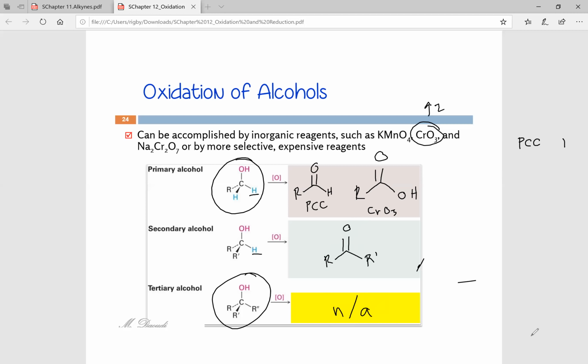So that's sort of the big difference between PCC and CrO3, any of the strong oxidizing reagents, is that PCC oxidizes a primary alcohol into an aldehyde. Strong oxidizing reagents oxidize the primary alcohol into a carboxylic acid.